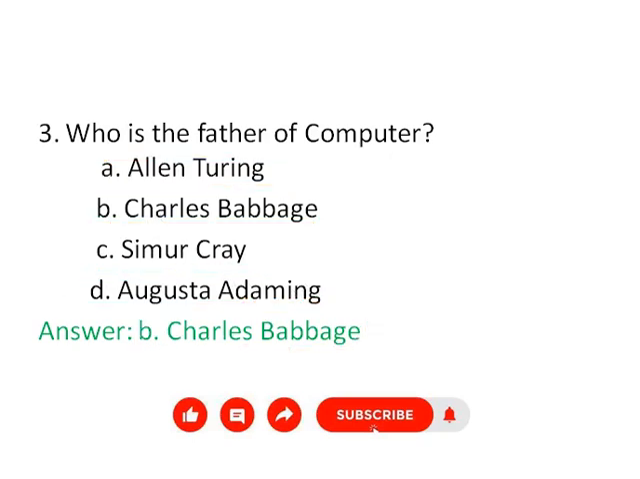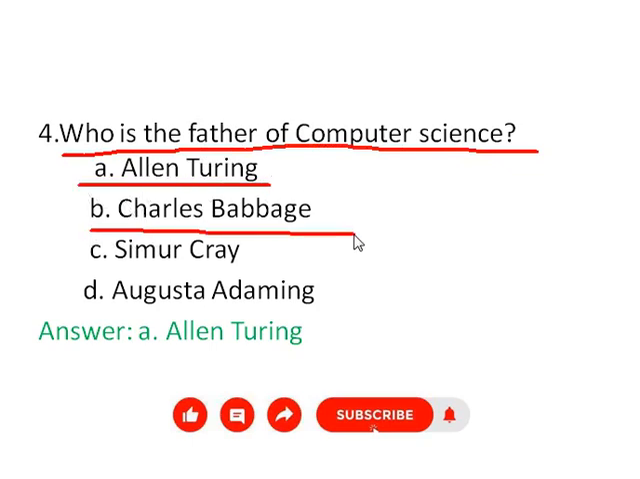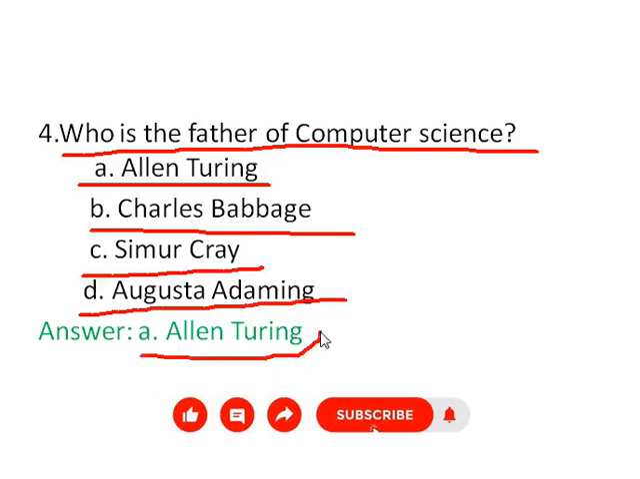Our next question is, who is the father of computer science? So here given option A Alan Turing, option B Charles Babbage, option C Simon Cray, option D Augusta Adaming. So Alan Turing is the father of computer science. Here given option A. So our correct answer is option A Alan Turing.